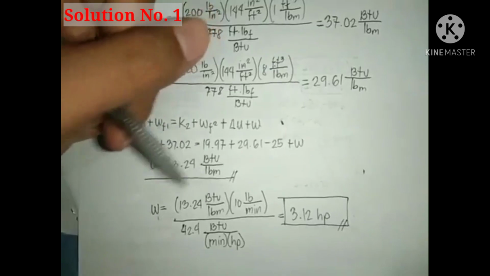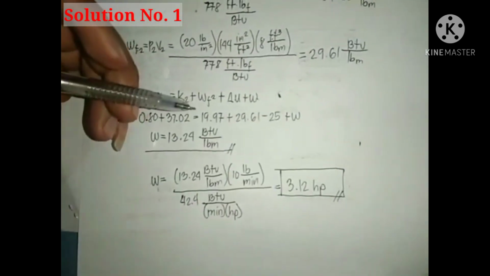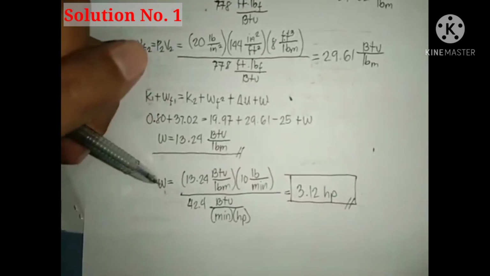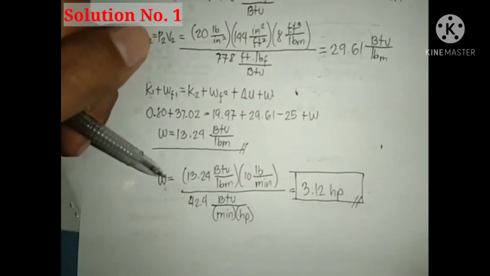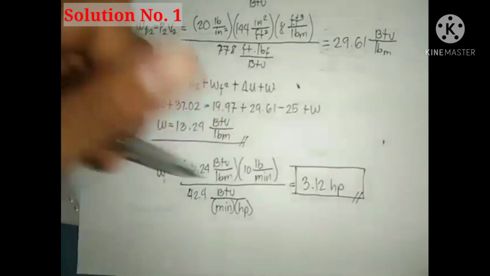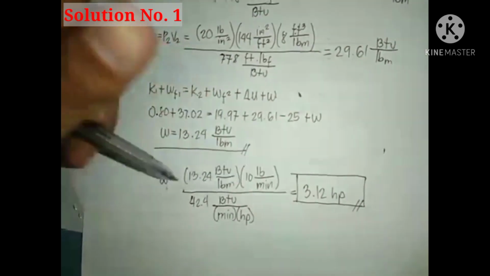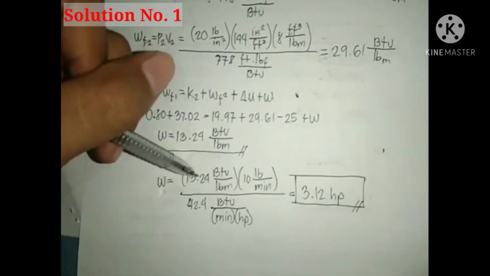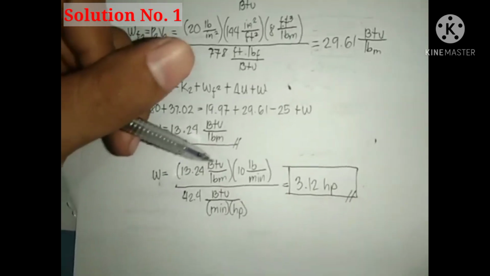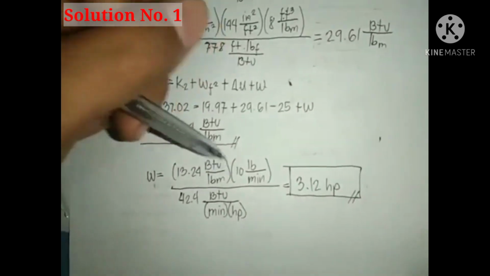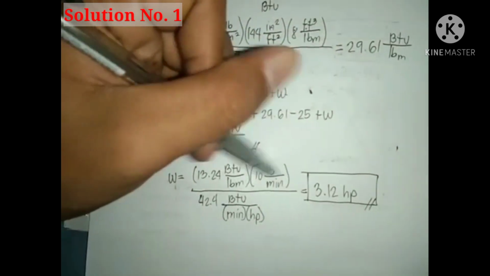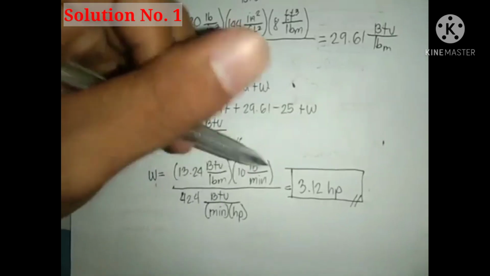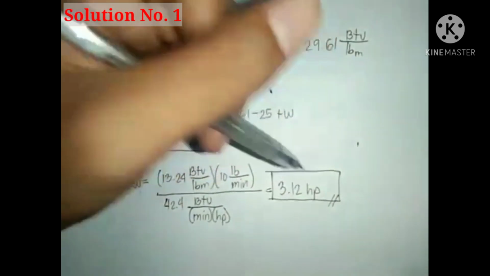To determine the work in HP for 10 lbm per minute, this is the solving. Work is equal to 13.24 BTU per lbm times 10 pounds per minute over 42.4 BTU per minute per HP, which is equal to 3.12 HP.